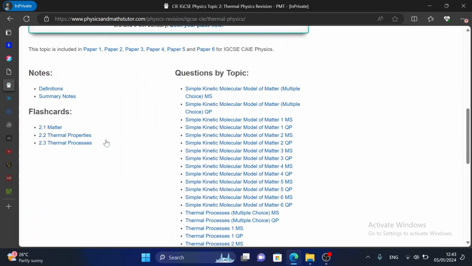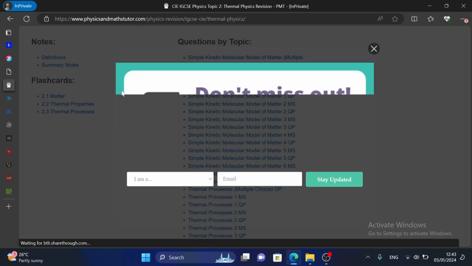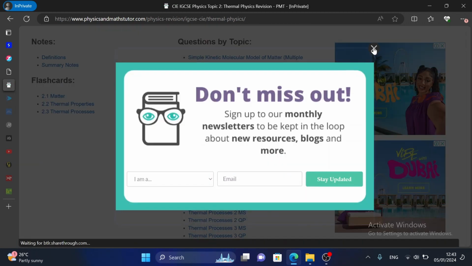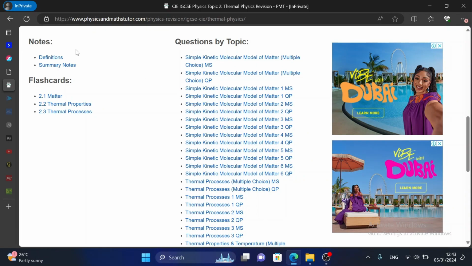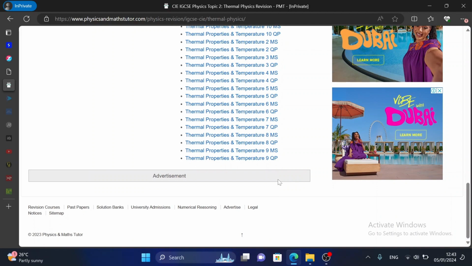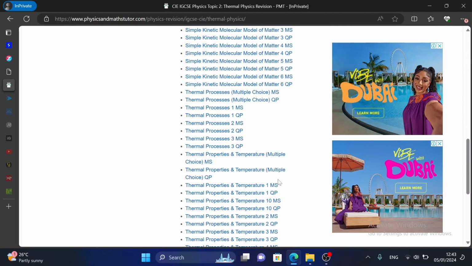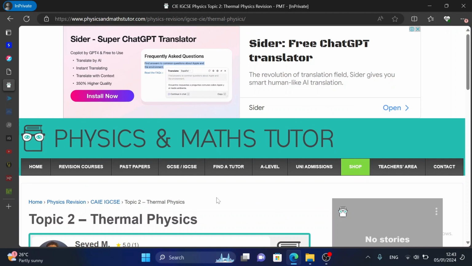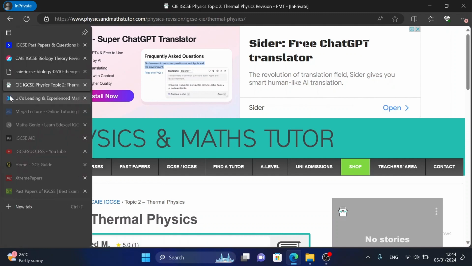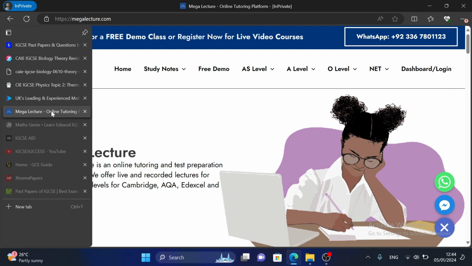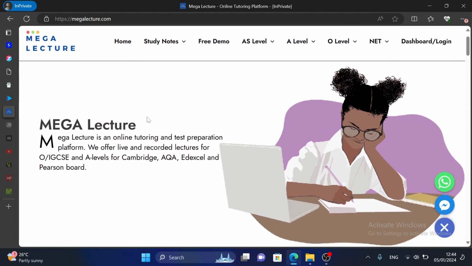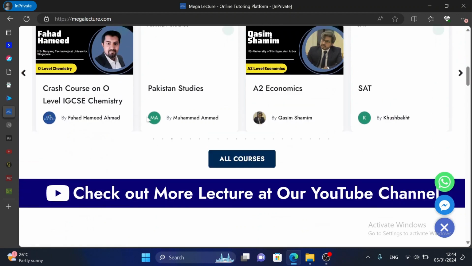And you got flash. Wow. Okay, so you got notes, summary notes, and like definitions, flashcards, and topical questions. And they have a lot of them, so really use that to your advantage. And I also got past papers. Also got revision courses if you're interested. Now you got mega lectures. Let's see. I also have a YouTube channel, so go check that out.